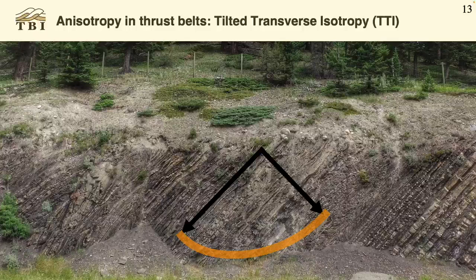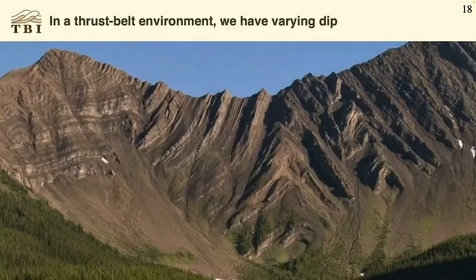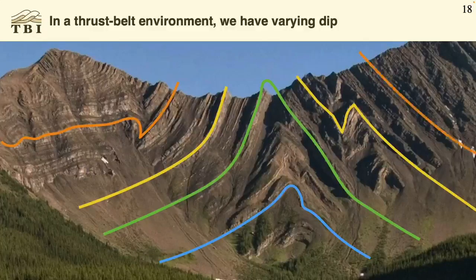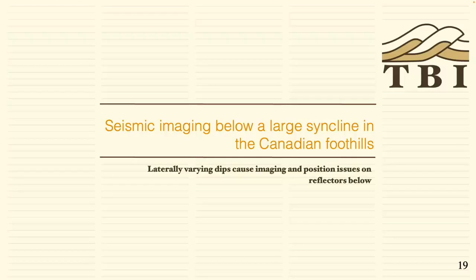And this is a simplified, very simplified view of the near surface. This is on the road to Banff from Calgary, and so we get this lateral shift that results from this wavefront propagation effect. But really, in reality, in a thrust belt environment, we have a significant varying dip in the near surface. So we need to make sure that we include that dip in the depth migration. So we basically need a good structural model and a really good cross section in order to get an accurate depth migration in a thrust belt environment.